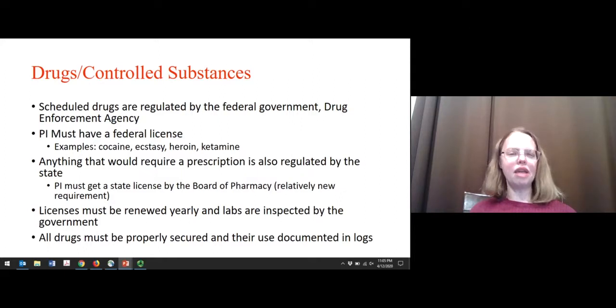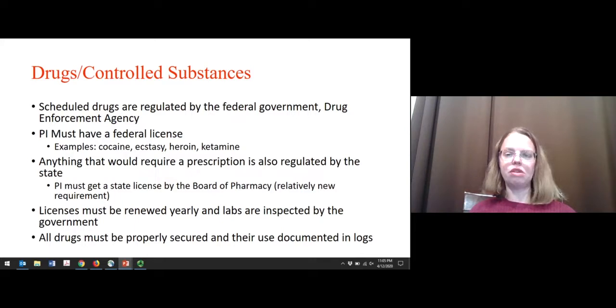But there's a new kind of regulation that's gotten a lot of PIs now to have a state drug license. And that's that anything that we require a prescription for is also regulated by the state. And that means the PI has to get a state license from the Board of Pharmacy. This is a relatively new requirement.